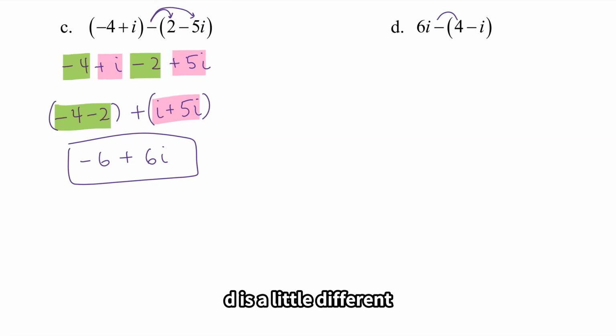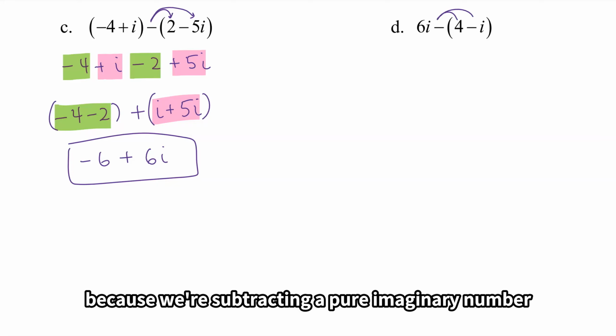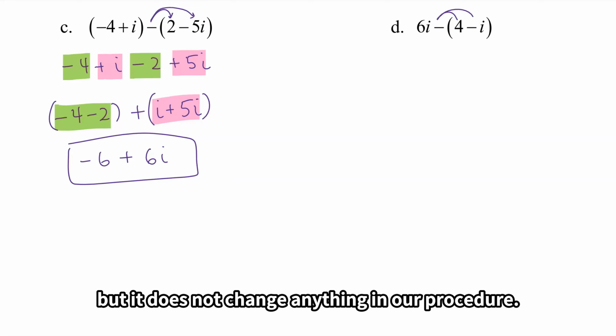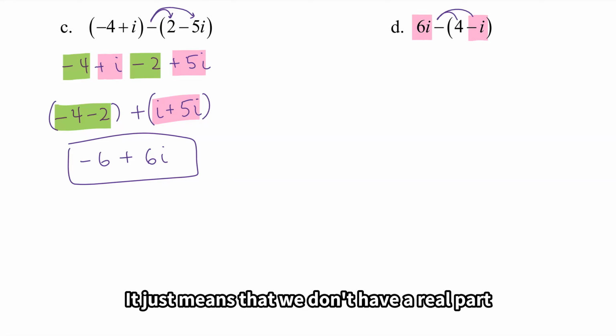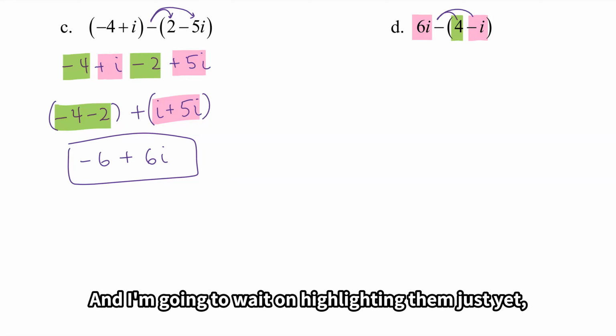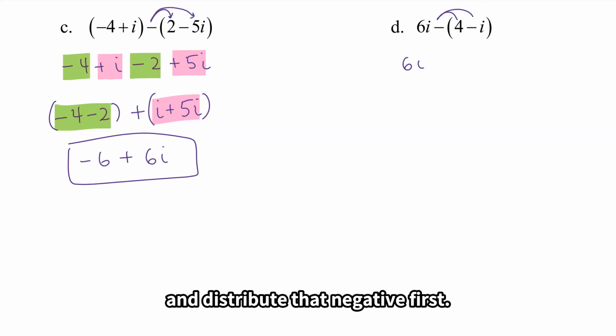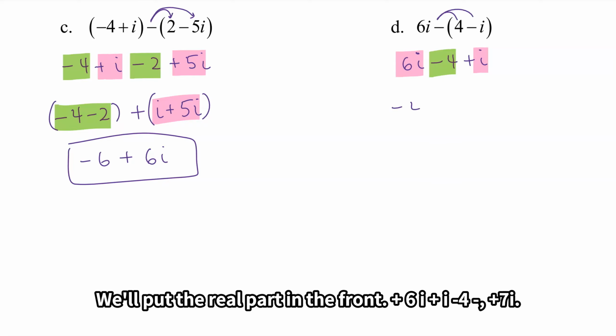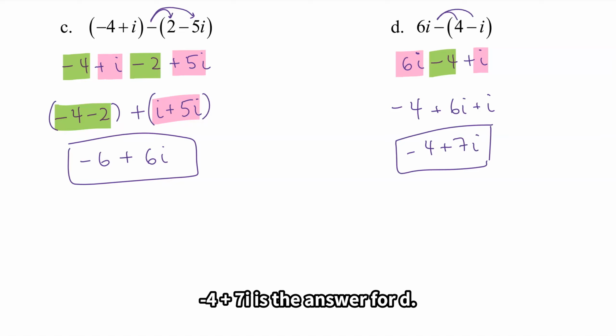D is a little different because we're subtracting a pure imaginary number minus a complex number, but it does not change anything in our procedure. It just means that we don't have a real part for the first number. And I'm going to wait on highlighting them just yet and distribute that negative first. 6i minus 4 plus i. Imaginary parts, real part, we'll put the real part in the front, plus 6i plus i, negative 4 plus 7i. Negative 4 plus 7i is our answer for D.